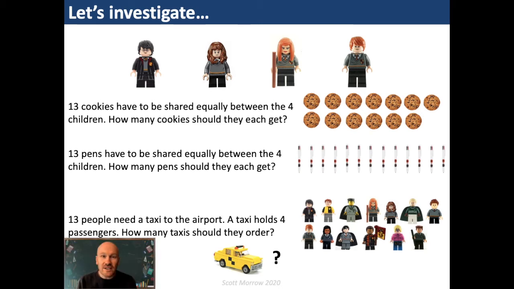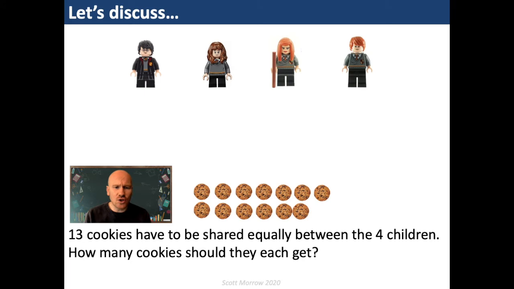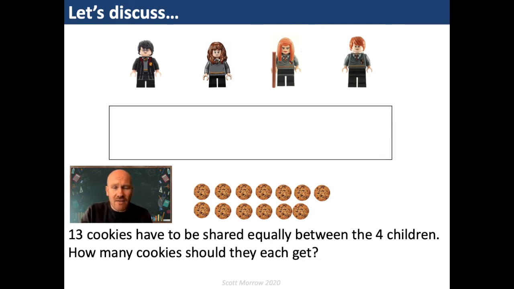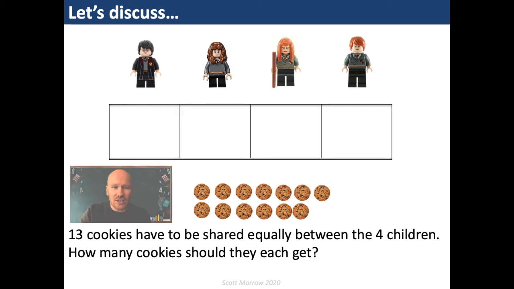Hopefully you've had a go at each of those problems, you've been able to analyse them, you've been able to solve them. Let's discuss them each in turn. So the first question, 13 cookies have to be shared equally between 4 children. How many cookies should they each get? So to begin with, I'm going to start by drawing my bar. And that represents the whole amount. So there we've got the 13 cookies, and I know that they've to be shared equally between the 4 children, so let's start sharing them out.